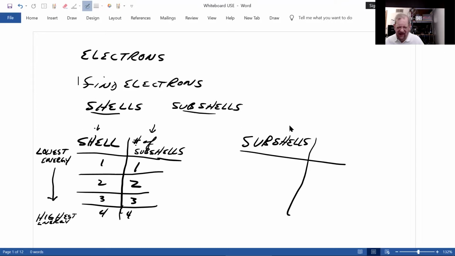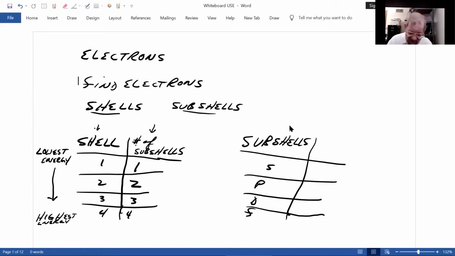Now, when we talk about subshells, they were given letters that came from atomic spectra. I don't know why they picked these letters or names, but S, P, D, and F. S is for sharp, P is for principal, D is diffuse, and F is fundamental. How they came about that, I don't know. This really isn't my area of chemistry. I'm an organic chemist, but still, this is important stuff.